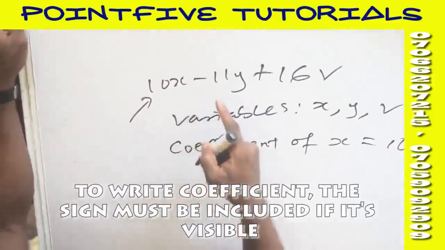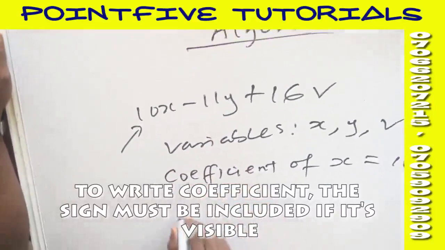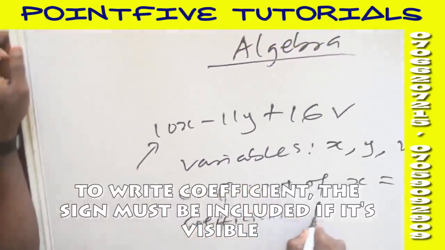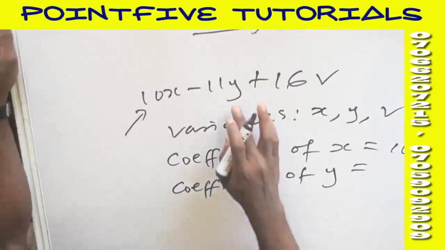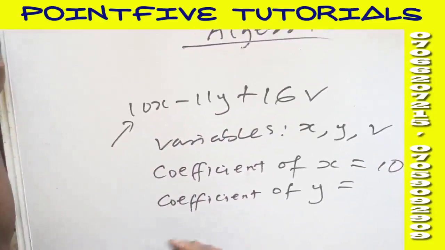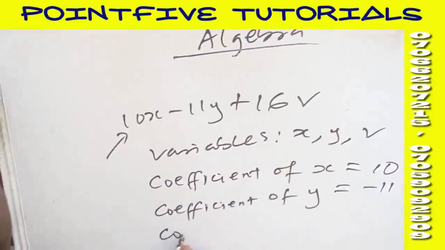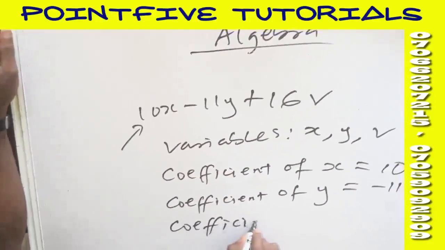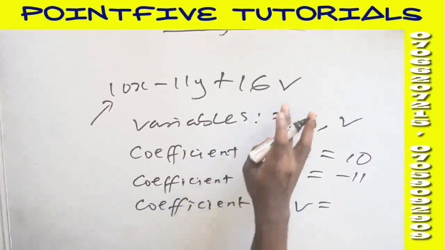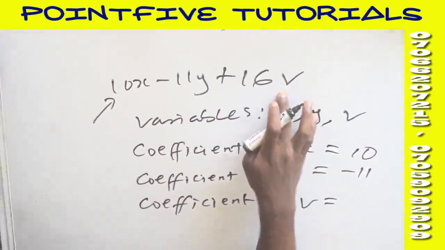But in this one, we are seeing minus, which is the sign of 11. So the coefficient of y is that number with the sign that is directly attached to y. What is the number? Minus 11. Then the coefficient of v is that number with the sign that is directly attached to v.